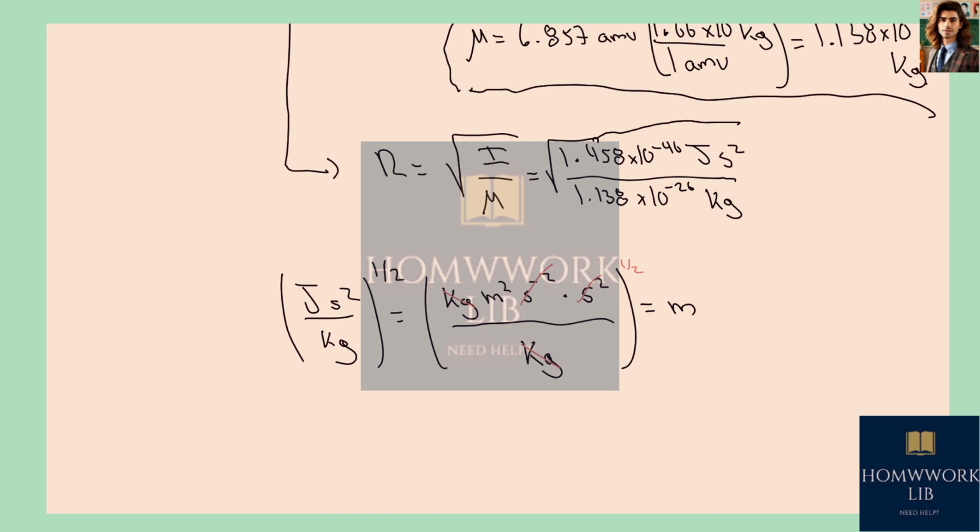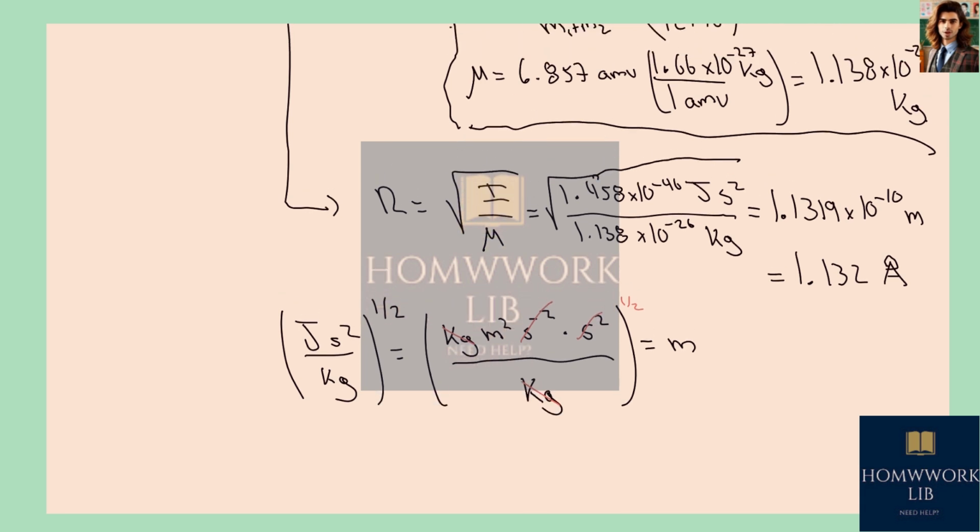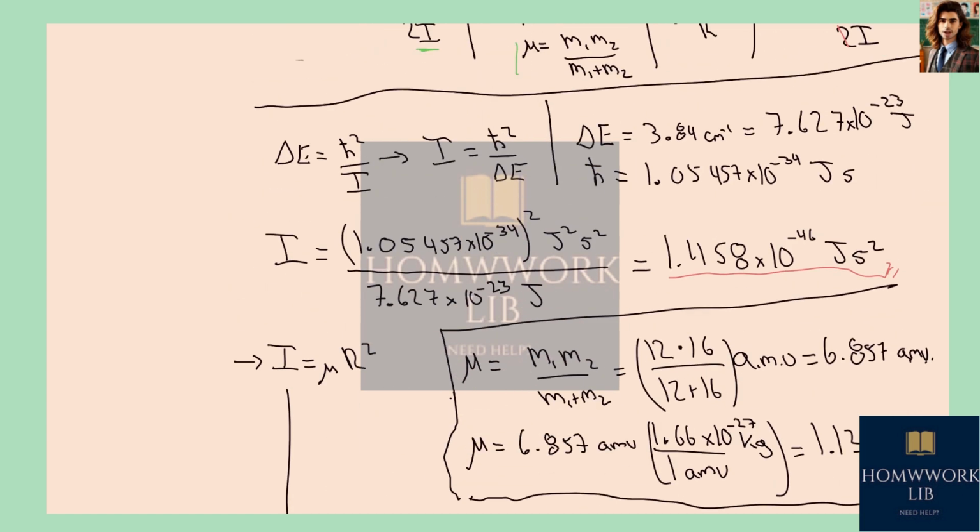Okay. So with that out of the way, we can proceed with our calculation. And the answer that you're going to find is 1.1319 times 10 to the minus 10 meters, or which is the same, 1.132 angstroms. And that would be all for this problem. Just remember, the final answers are going to be this distance in whichever units are required of you, and this moment of inertia.